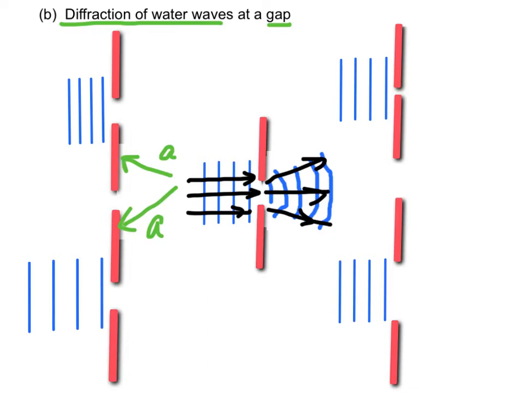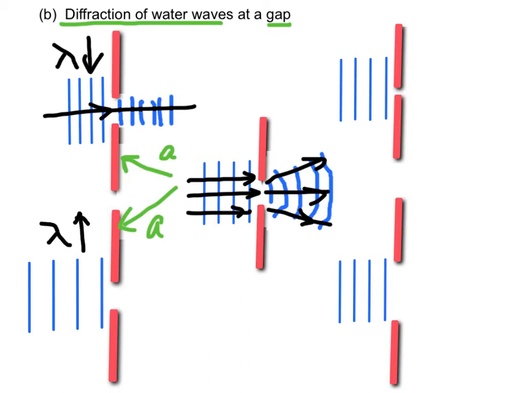When using water waves of shorter wavelength, the diffraction of the wave when passing through the gap will be less significant. However, if we use water waves of longer wavelength, the diffraction of the wave when passing through the gap will be more significant.